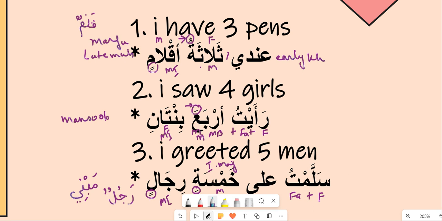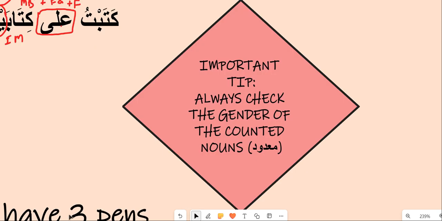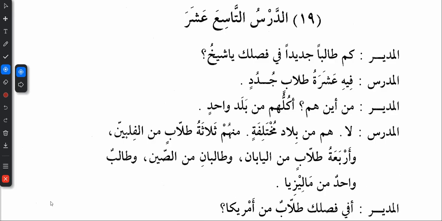So this is all about the number rules, the eraab of the number rules. Here I have given an important tip. Always check the gender of the counted nouns and go back to the singular form of the noun and check the gender. If you confirm the gender of the ma'dud, the counted noun, then you decide the gender of the number, and last you put the number. So this is the most important trick about the numbers, deciding the gender of the number. So now let's go to the lesson. Now we will read the lesson, inshallah.